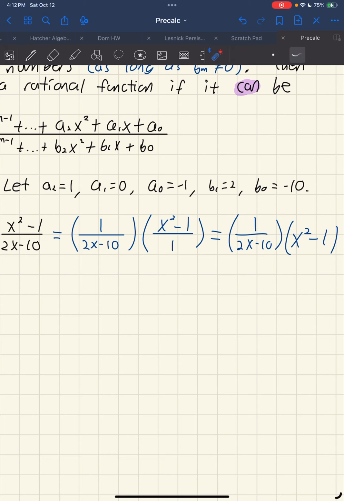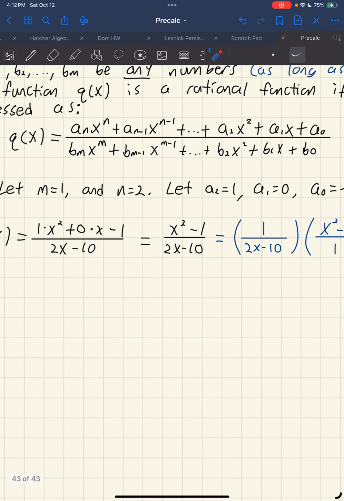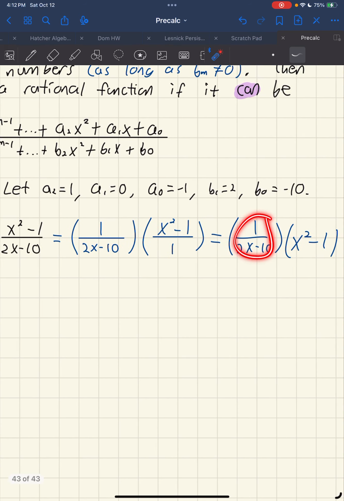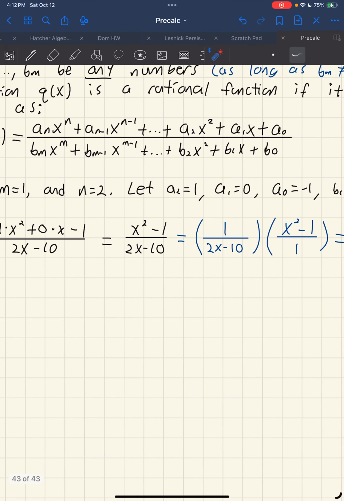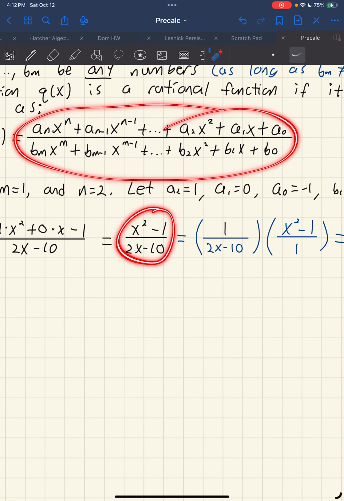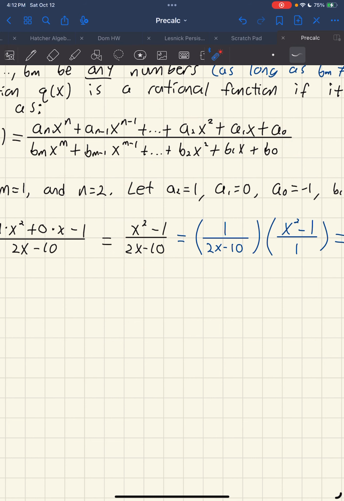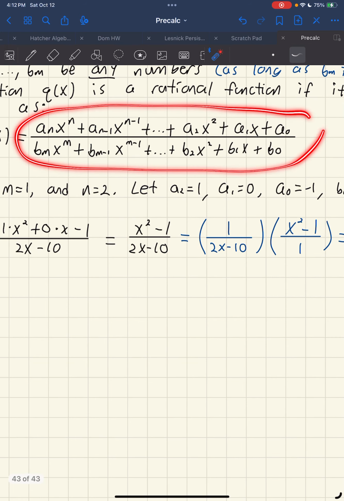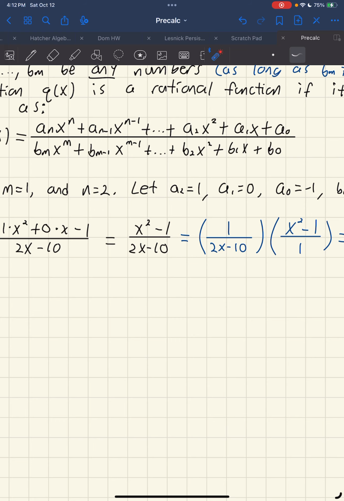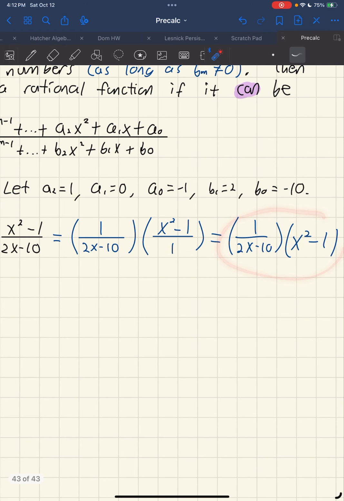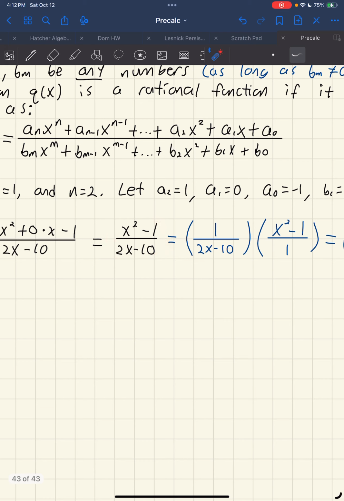Now, this, in and of itself, doesn't look like the form I wrote here. This is just one fraction. This is a fraction times a polynomial. It doesn't look like it per se. But because equals equals, I can write this guy in this form. So a function is a rational function if I can reduce it to this form. It can look like this, but if I can algebraically make it look like this, it's still a rational function.